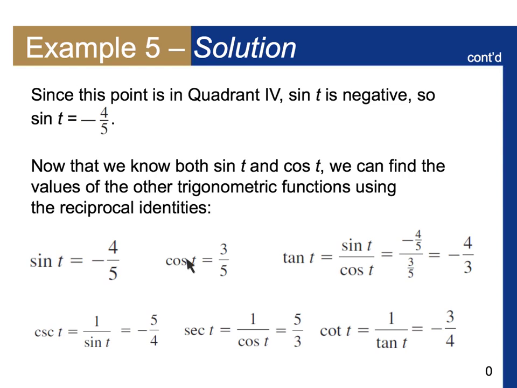So we got cosine of t is 3/5, sine of t is minus 4/5. We can figure out the rest because they're all related to these, right? Tangent is sine over cosine, so we have minus 4/5 over 3/5, which is minus 4/3. Cosecant is 1 over sine, so that's minus 5/4. Secant is 1 over cosine, so that's 5/3. And cotangent is 1 over tangent, so that's minus 3/4. Once we find the cosine and sine, the rest are easy to find.